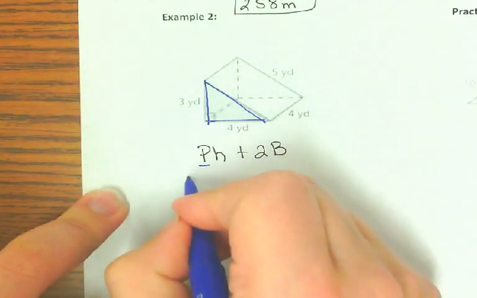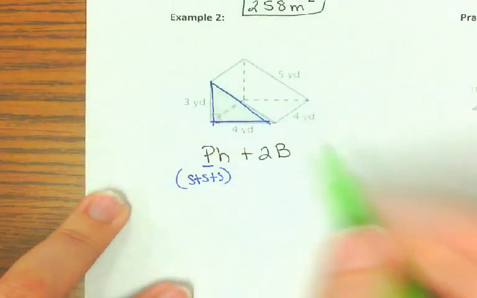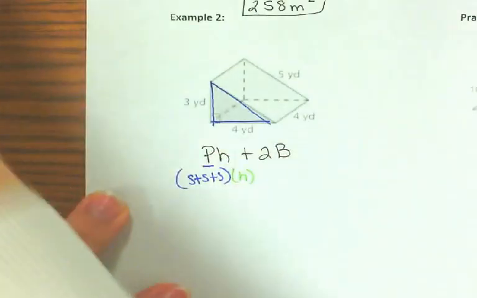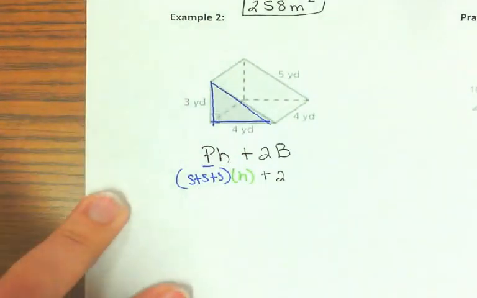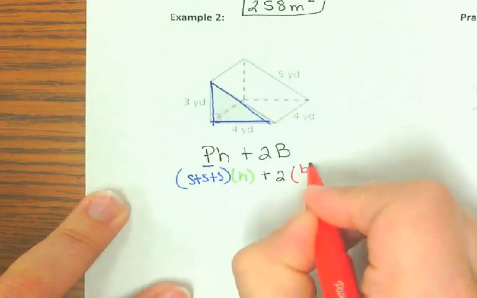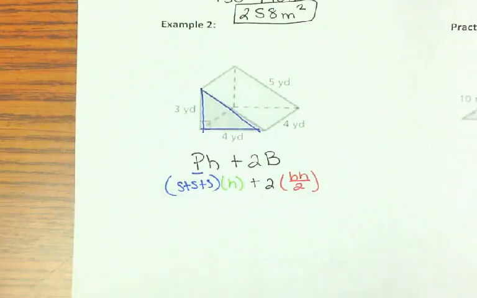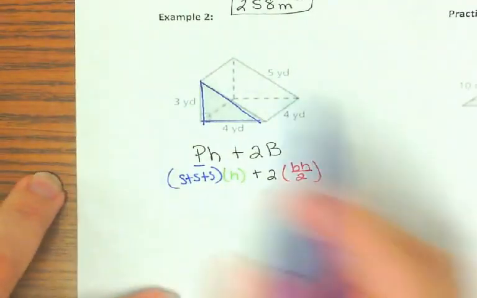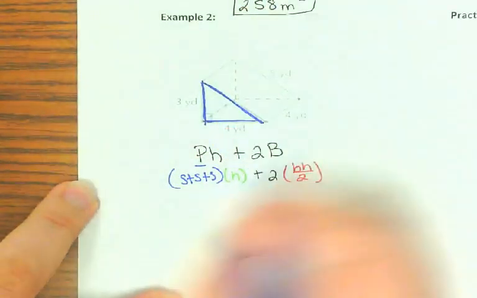On a triangle, I only have 3 sides. So my perimeter is going to be side plus side plus side, times my height, or the distance between my bases, plus 2 times the area of my base. My triangle is my base, so I find the area of a triangle as base times height divided by 2. So our formula is a little bit different this time. Not much, but a little bit. Let's go ahead and plug in the numbers that I have. My triangle is going to be 3 plus 4 plus 5.